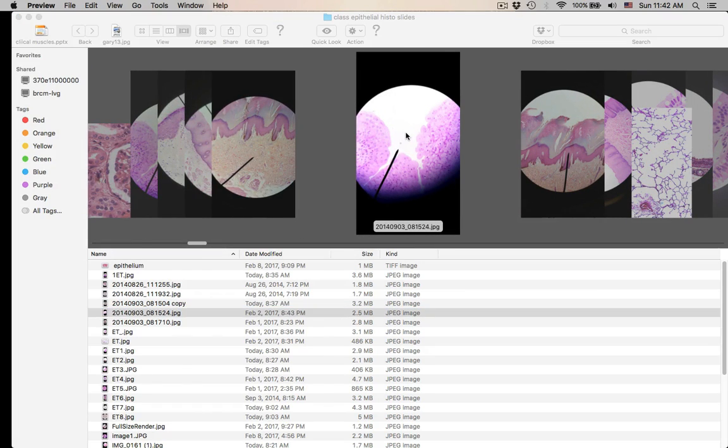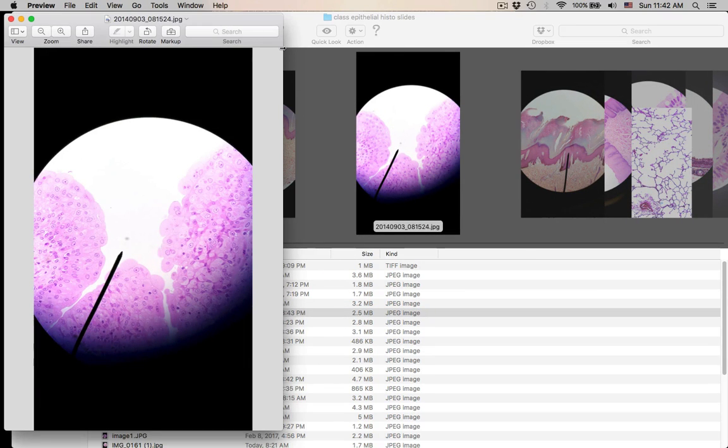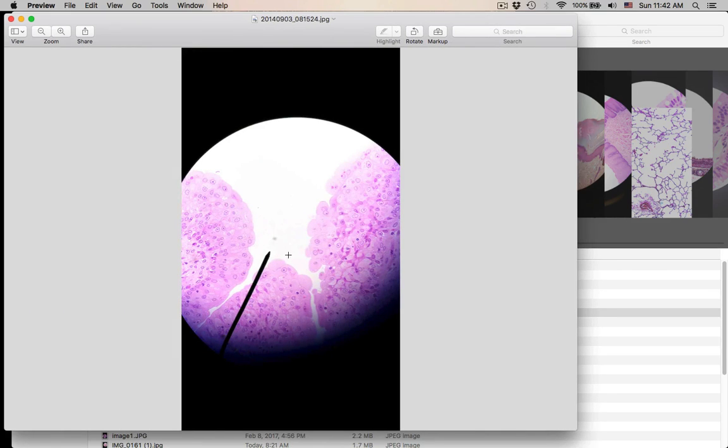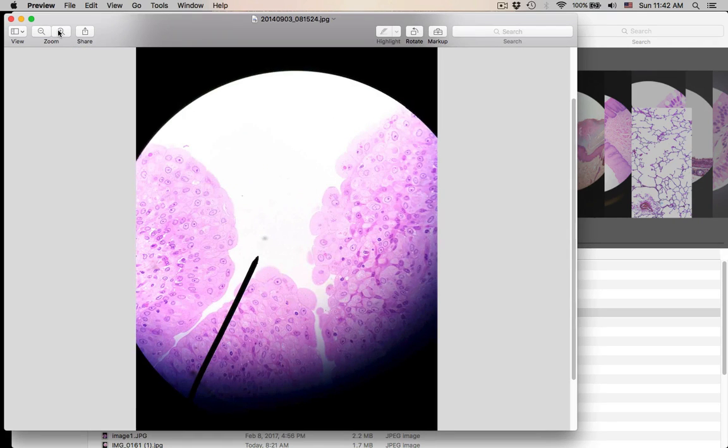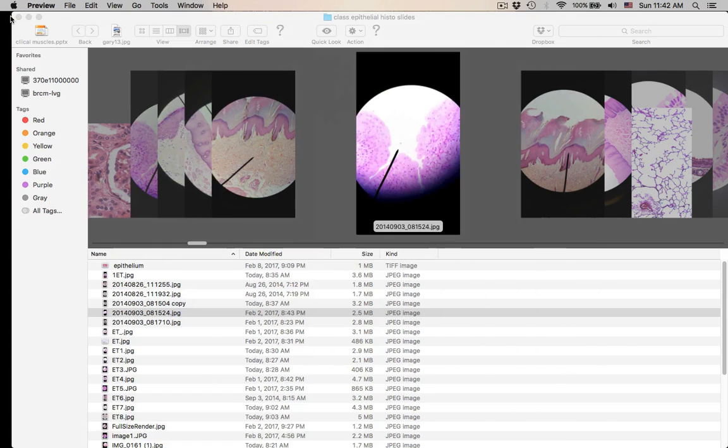Number 5. This once again is transitional. Look at those apical cells, those balloon type cells. This is transitional. It does not look like stratified squamous, non-keratinized. Transitional. So that was number 5.